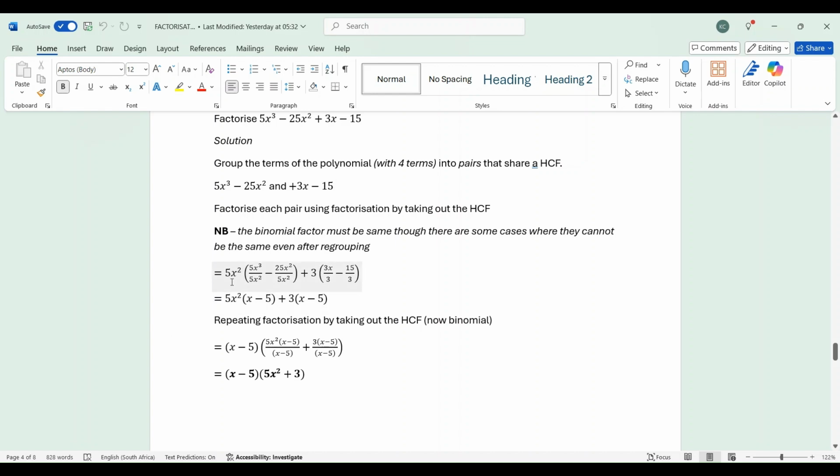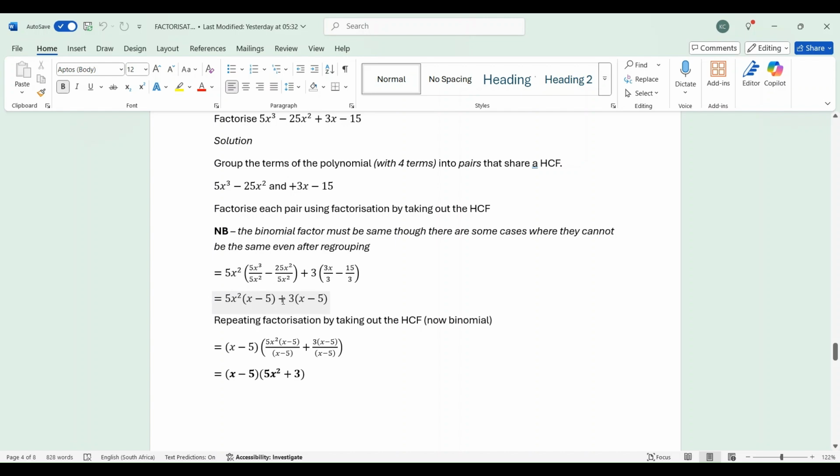Then we simplify the bracket, we end up having 5x squared. Here 5 and 5 will cancel out, then x cubed divided by x squared, we get an x. Then for the second one, x squared will cancel out, and 25 divided by 5, we get a 5. We are done with the first bracket.